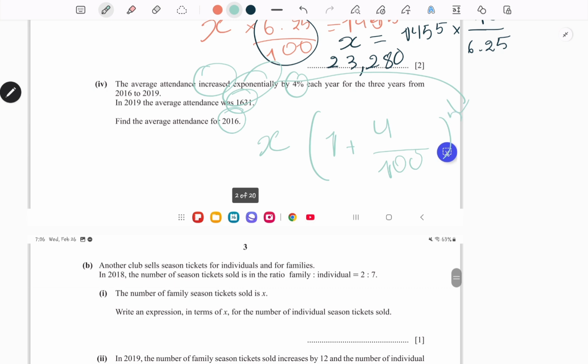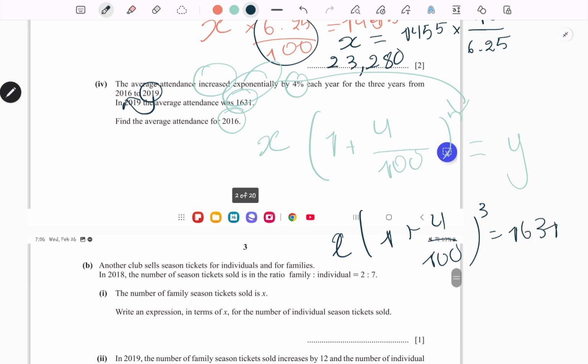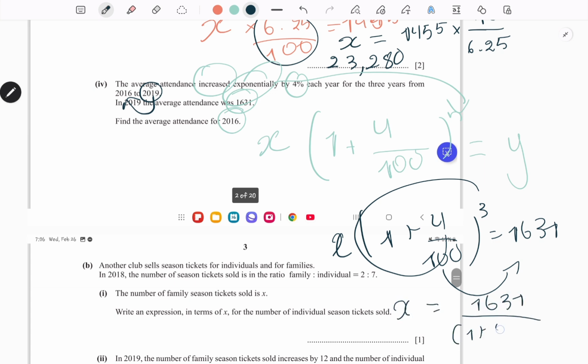We're going to put n as the number of years. It is equal to y, which is the new average attendance. So in this case, x, we need to find it, times 1 plus 4 over 100 to the power of n. N is 2019 minus 2016, which is 3 years, is equal to y, which is 1631. Okay, so what we're gonna do now is bring this to the other side. So x is equal to 1631 over 1 plus 4 over 100 to the power of 3.